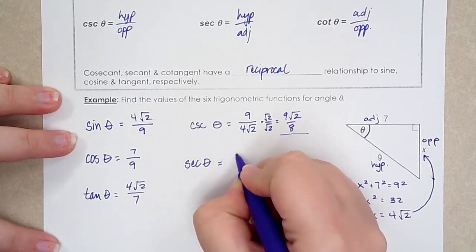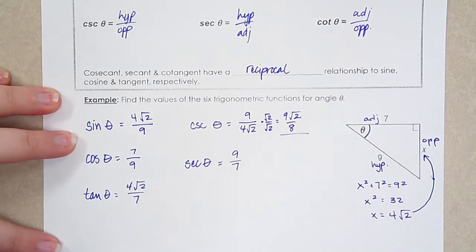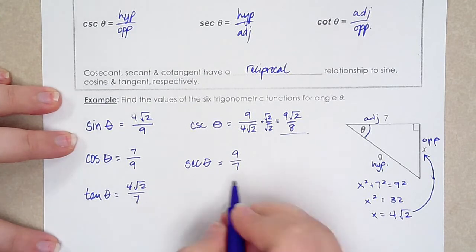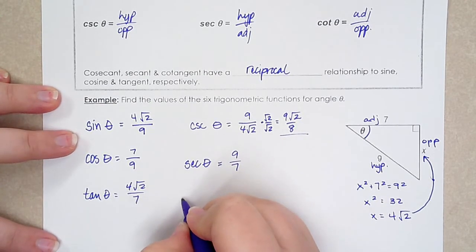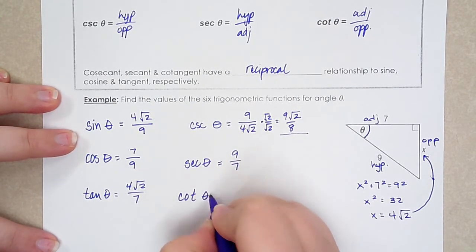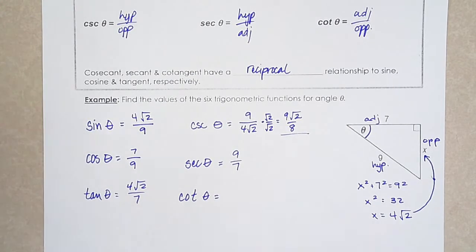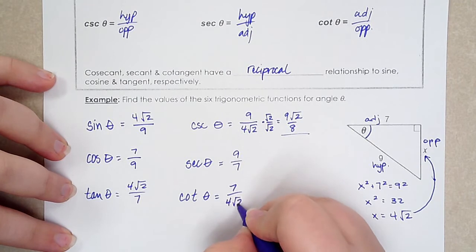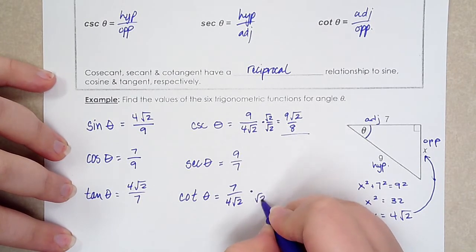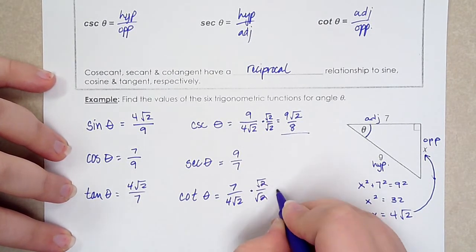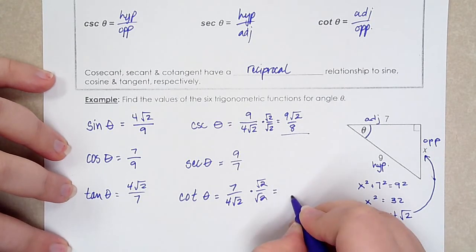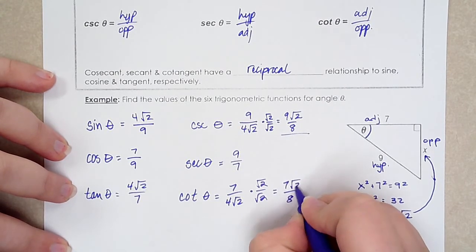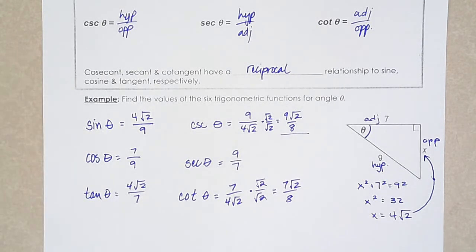Let's flip that. 7 goes on the bottom. We have 9/7. We don't need to reduce or anything there. Cotangent, that is the nice one that kind of matches up a little bit. We're going to flip that. 7 over 4 root 2. We're going to rationalize by multiplying by root 2. 8 on the bottom. 7 root 2 on the top. Just like that.